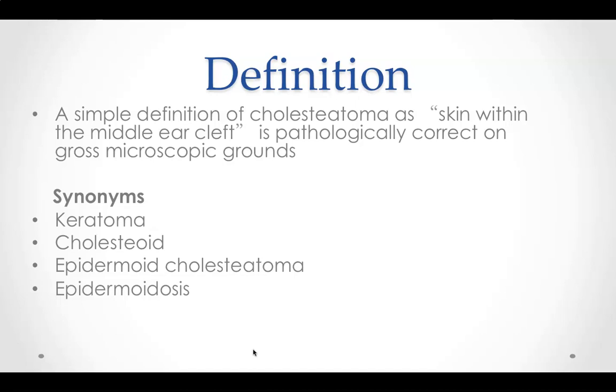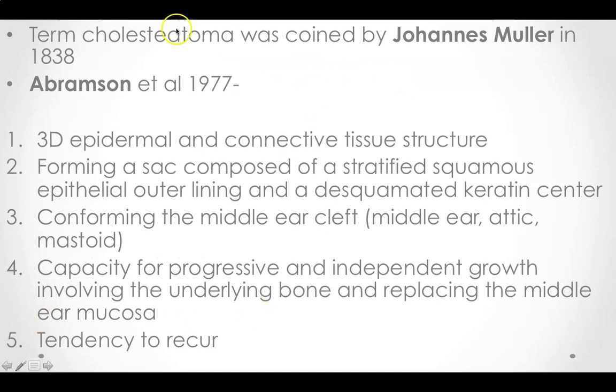Coming to the definition, a simple definition of cholesteatoma: cholesteatoma is basically epithelial cells. In simple words, we can call cholesteatoma skin within the middle ear cleft. It is pathologically correct on gross and microscopic grounds, but the real definition is something else, which was given by Abramson et al. in 1977, and the term cholesteatoma was coined by Johannes Muller in 1838. This is not important for you, it is something extra which I am telling you, but the definition is important.